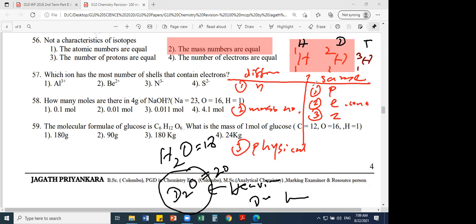Do you understand what I'm saying? When the isotope is changed, the physical properties change, because when the mass number increases, it becomes heavier. Then boiling point and melting point will change. Right? Therefore, what is the most abundant isotope of hydrogen? The first isotope. Glucose, water, hydrogen gas, that's protium. That is the most abundant isotope in nature. Understood? So the question number 56 answer is second.